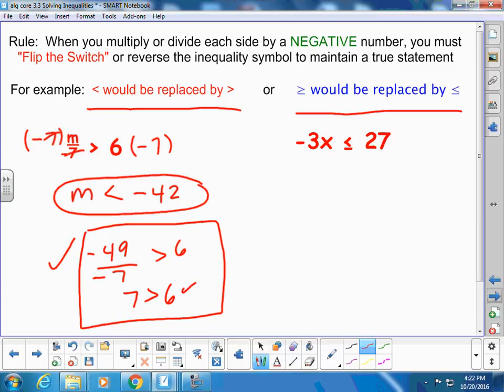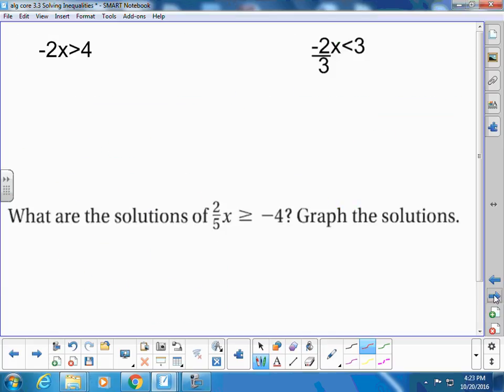All right, so let's try another one. Again, we're going to divide by negative 3. If I do that when I go to rewrite, I write x, flip my switch, it was less than or equal, I have to do greater than or equal. Negative, excuse me, 27 divided by negative 3 is negative 9. So x is greater than or equal to negative 9. I'm going to let you do this one. Do this on your own.